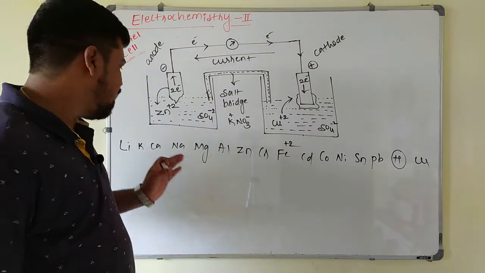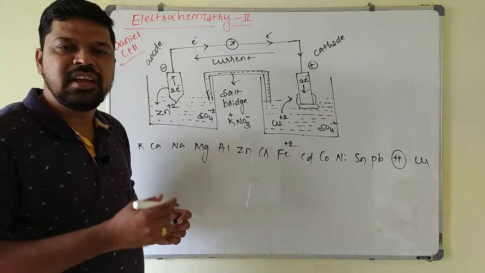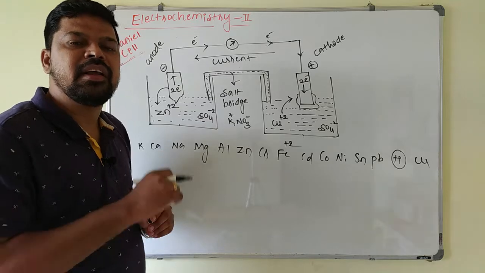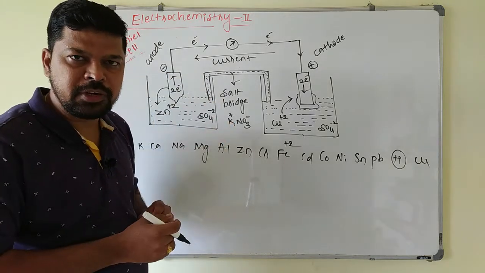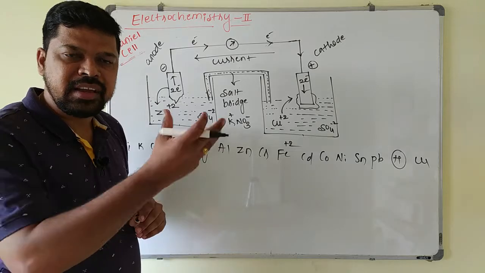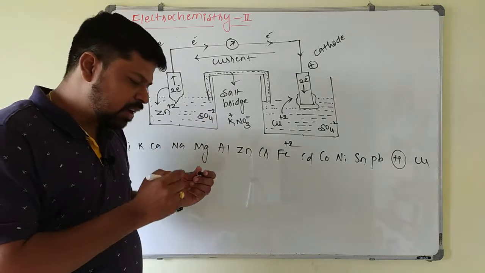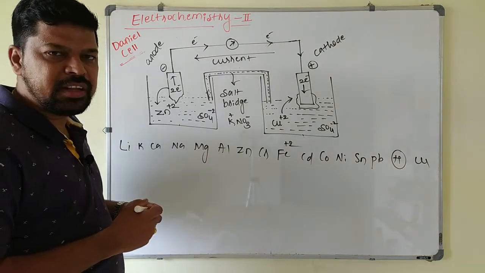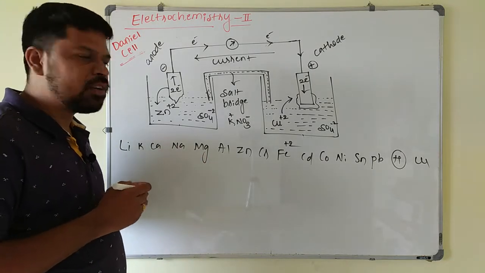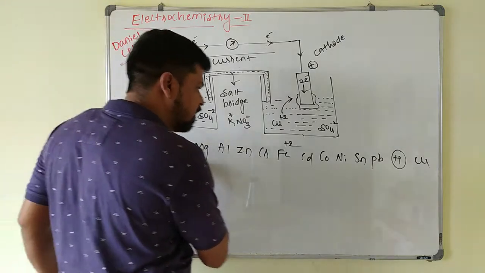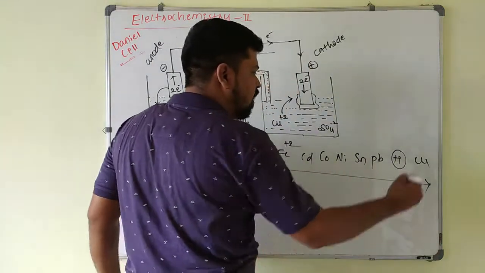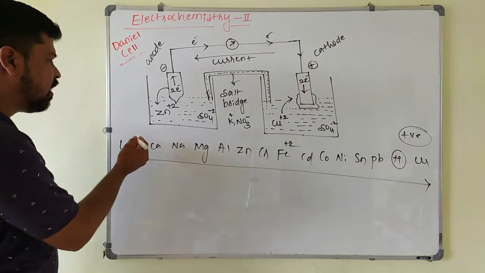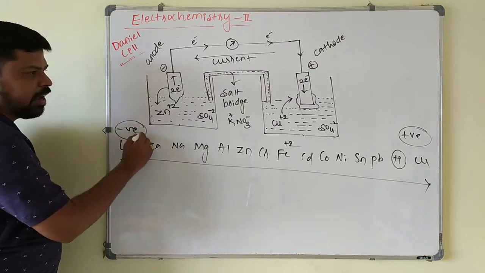Already we have discussed that these elements are arranged in the increasing order of their standard reduction potential value. For any element, if the reduction potential value is more and more positive, that will readily undergo reduction and capture electrons. If the reduction potential value is less positive, that is, if it is negative, they undergo what? Oxidation. So these are arranged in the increasing order of their reduction potential value, and in this direction the positive value will increase, from negative to positive.